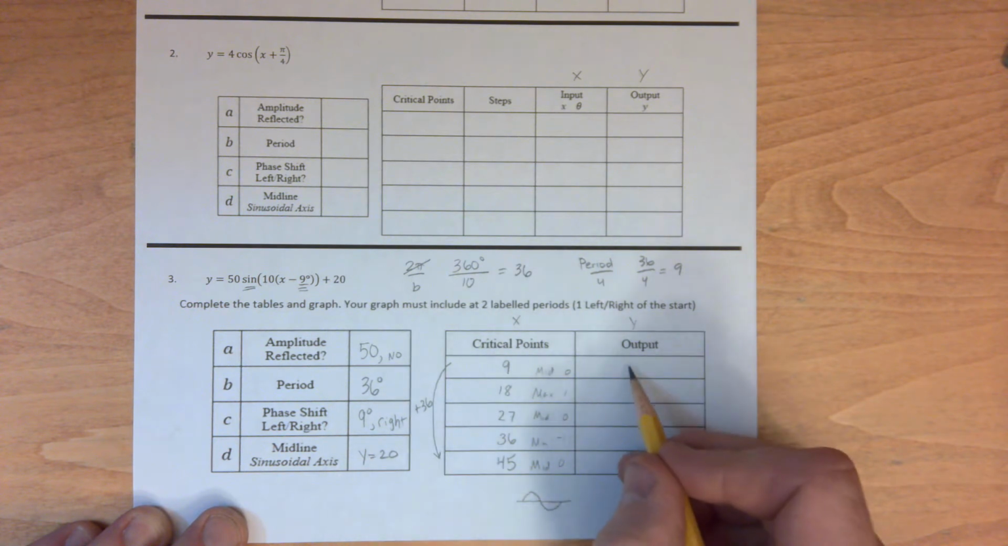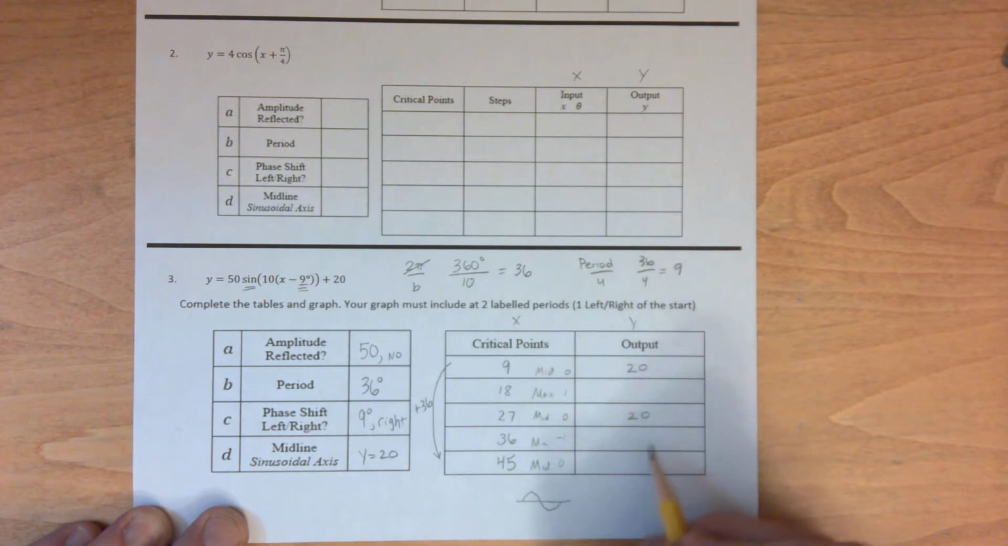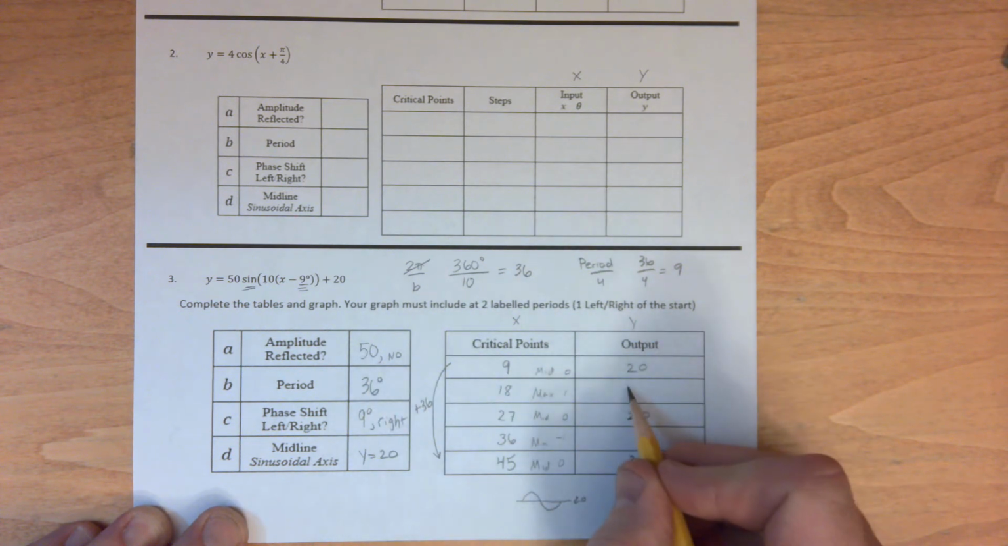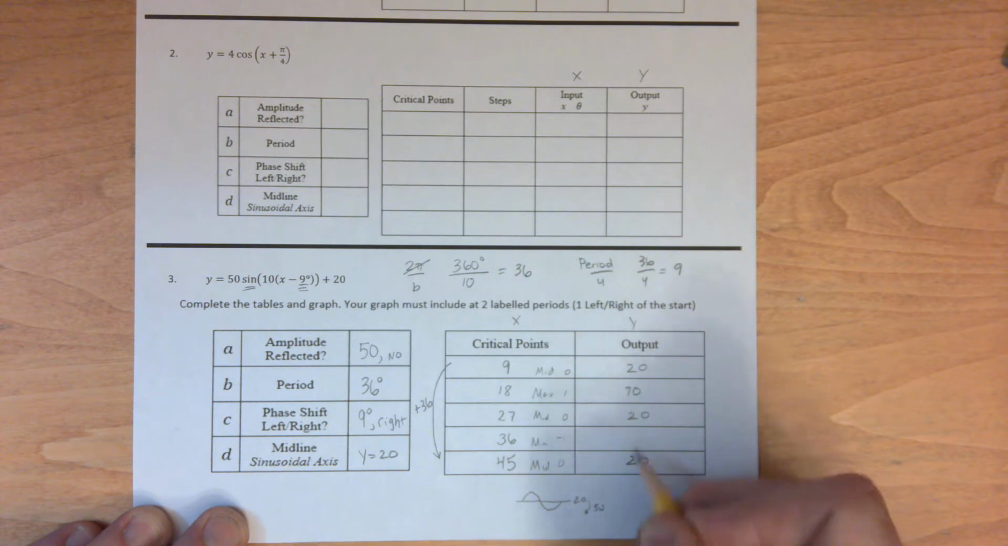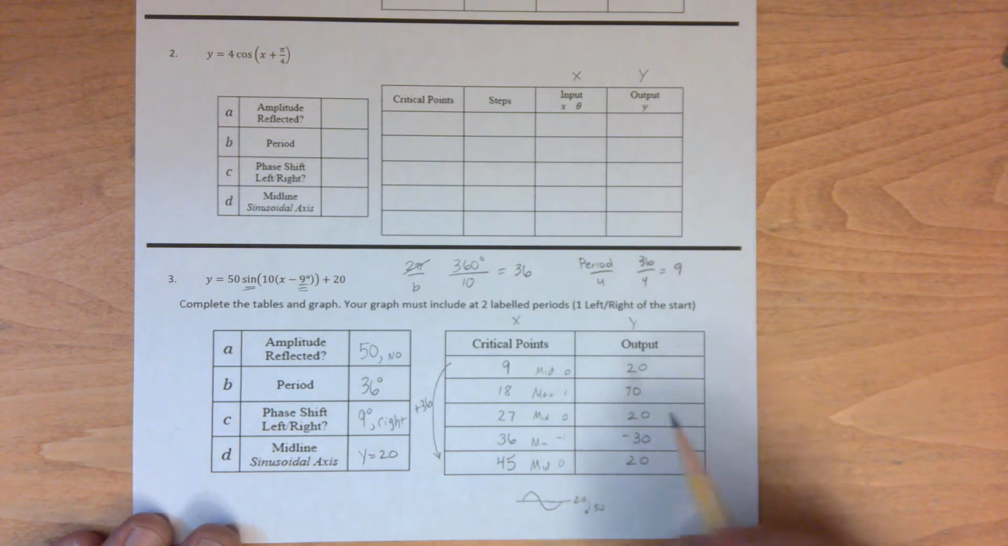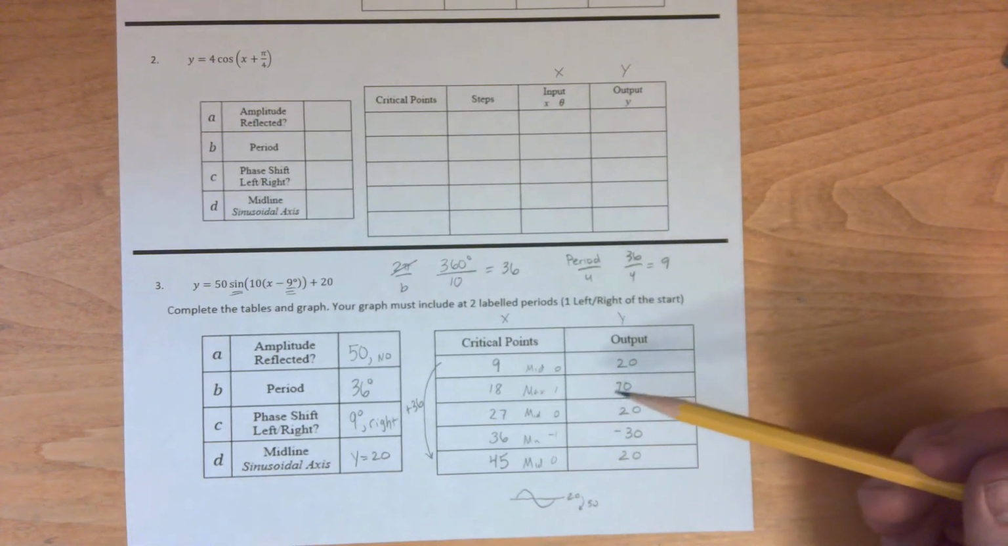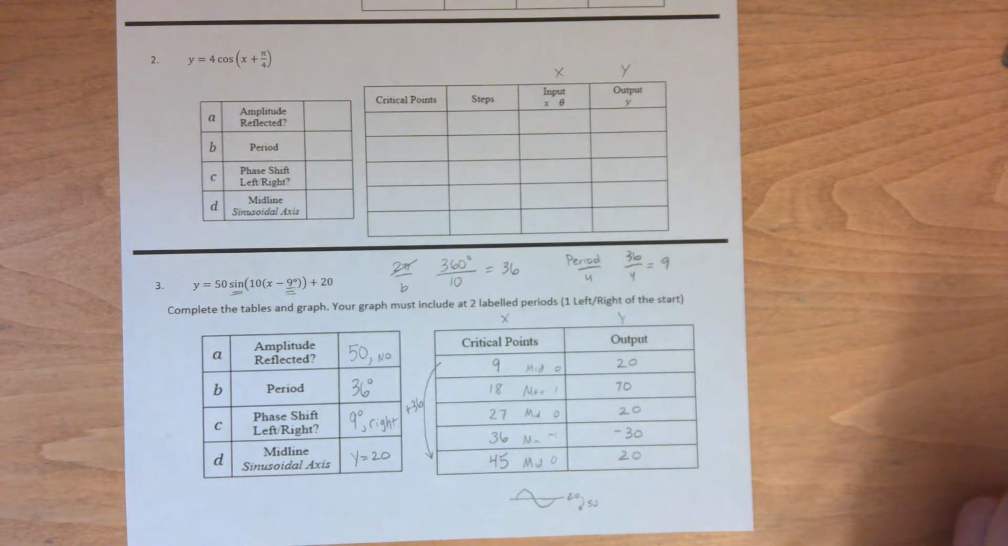Alright, so what is the middle? Well, the middle is the midline, so this is 20, and 20, and 20. Well, what is the maximum? Well, the maximum is how high it goes, and it goes up by 50, so the maximum must go up to 70, and the minimum I would go down from here 50, so that would be negative 30. And then you can go ahead and put this into a graph, however you can get it to work.